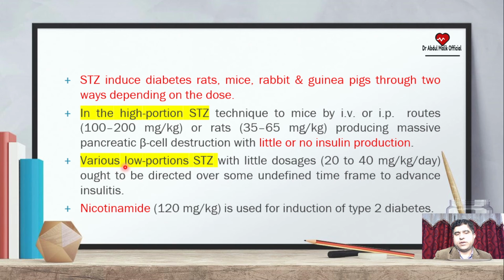So on the other method, various low doses of streptozotocin, with little doses 20 to 40 milligram per kg per day, ought to be administered over some time frame to advance insulitis. So this is the method that induces pancreatic beta cell damage with slowly or low portion streptozotocin method.